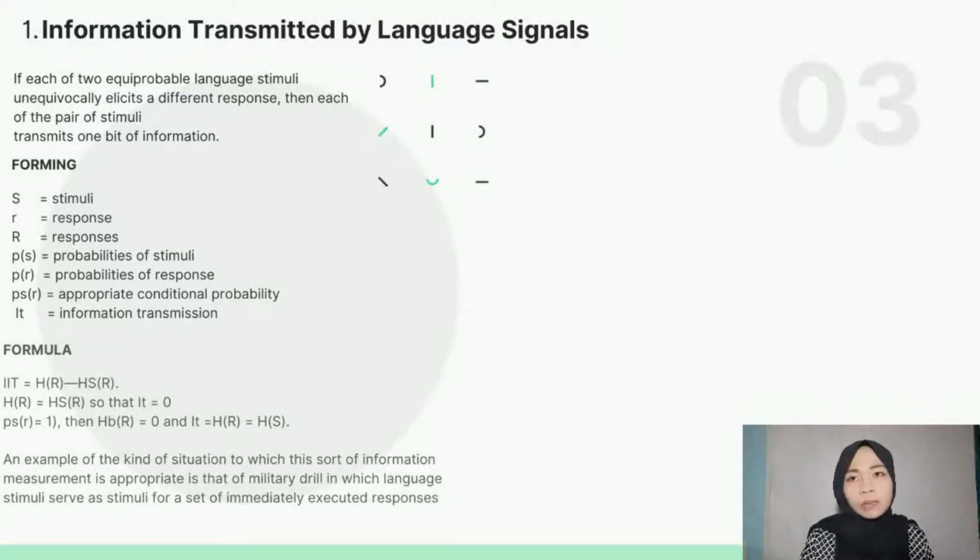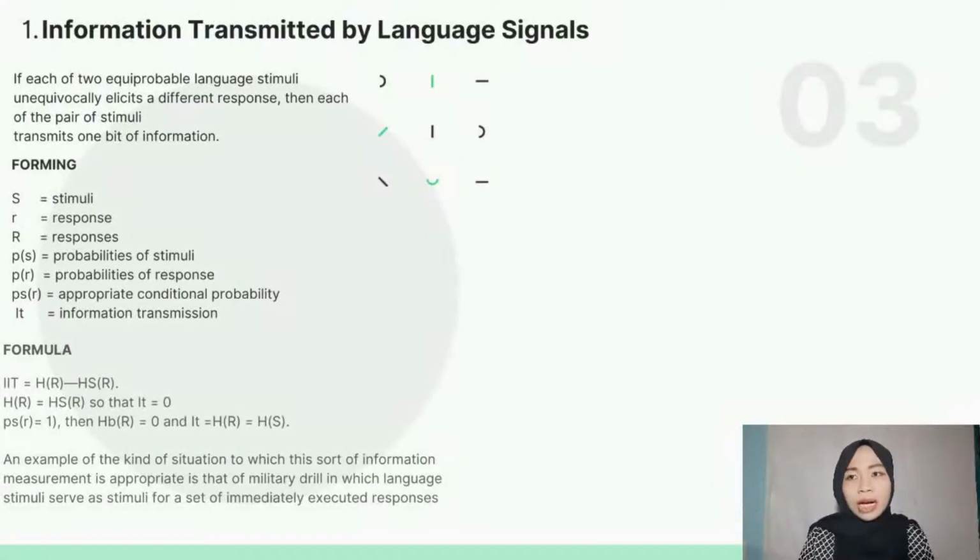If only one response is made to each stimulus, for example, if for every S only one P(R|S) equals 1, then H_S(R) equals 0. Then H_S(R) equals 0 and I_T equals H(R), which equals H(S).